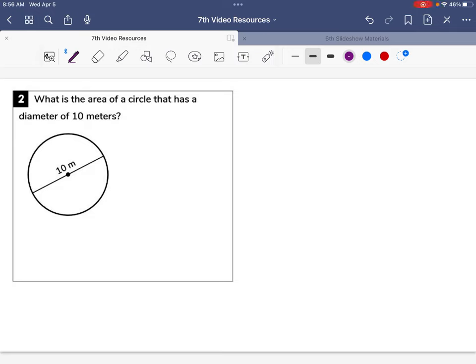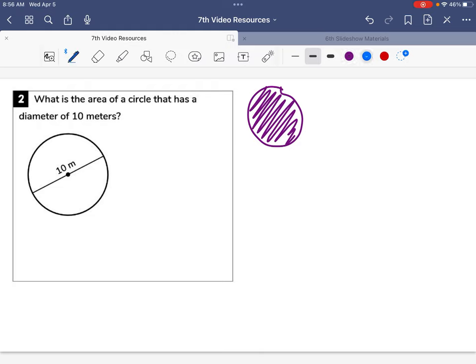Hey guys, today we're going to be looking at finding the area of a circle. So remember, area is a little bit different. We've been finding circumference. Circumference is the distance around a circle. And now we're looking at the space on the inside. So we're finding everything it would take to fill up the circle.